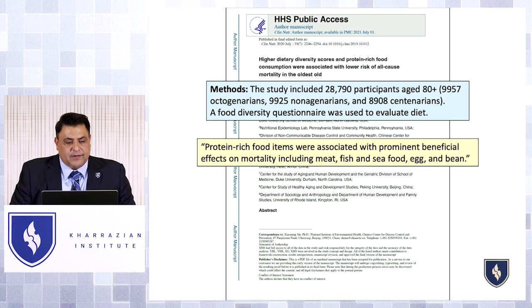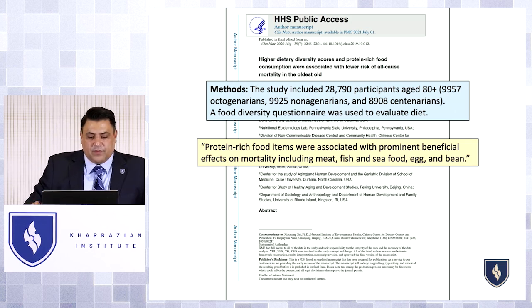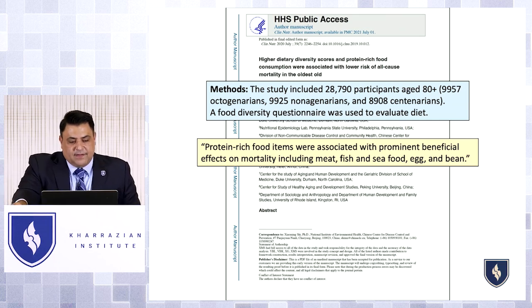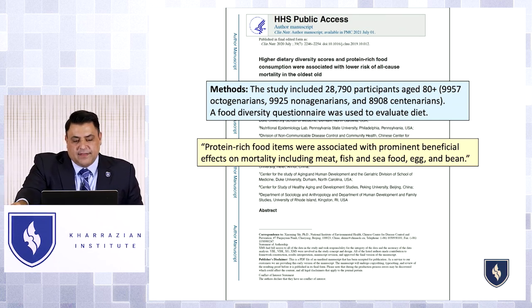This was the paper titled High Dietary Diversity Scores in Protein-Rich Foods Consumption were associated with lower risk of all-cause disease. Method: the study included 28,790 participants aged 80 and older, and 9,925 nonagenarians and 9,000 centenarians. A food questionnaire was used to evaluate diet. What they found was protein-rich items were associated with prominent beneficial effects on mortality, including meat, fish, seafood, eggs, and beans.